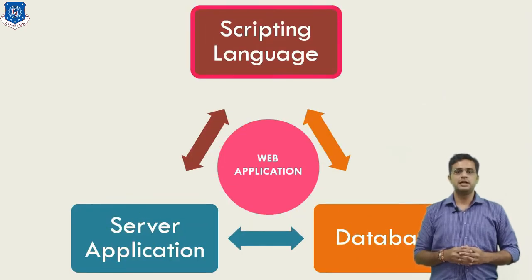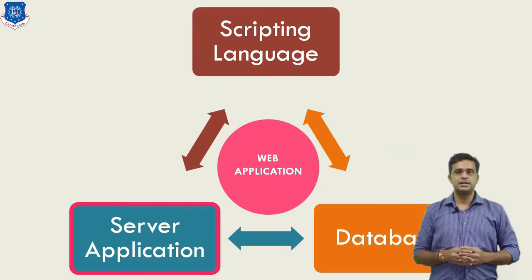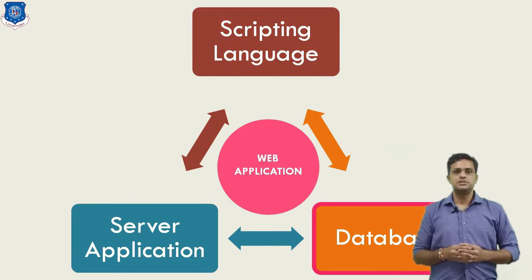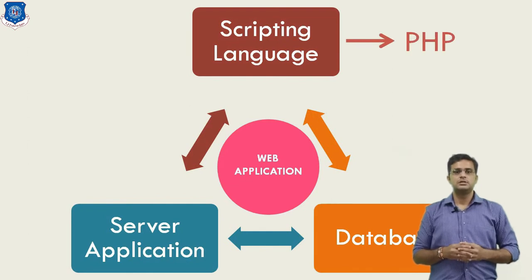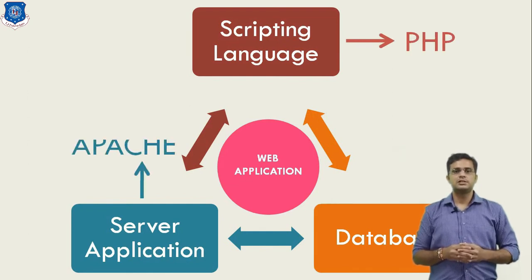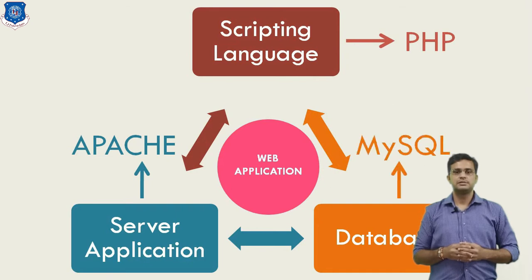First is scripting language, which is used to write the logical code for the application. Second is the server application, which executes the scripting language. And the last one is database, which is used to store the data. In case of PHP web application, the scripting language that we use is PHP. The server application used to execute the PHP code is Apache. And database we use is MySQL.